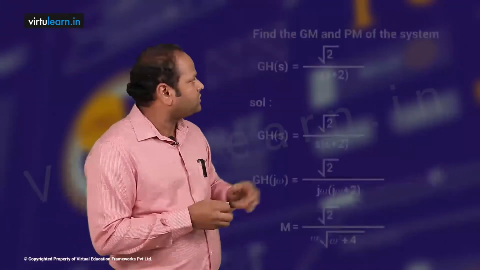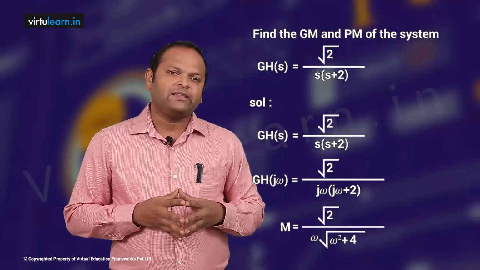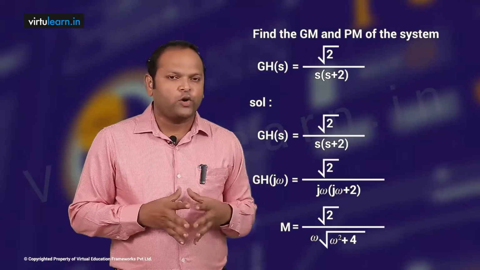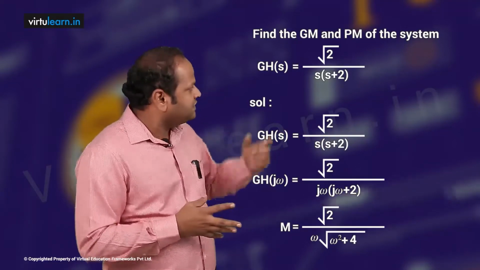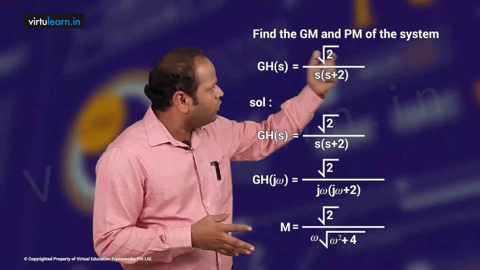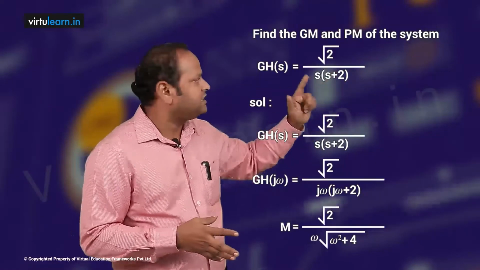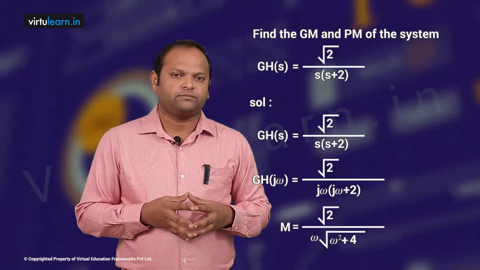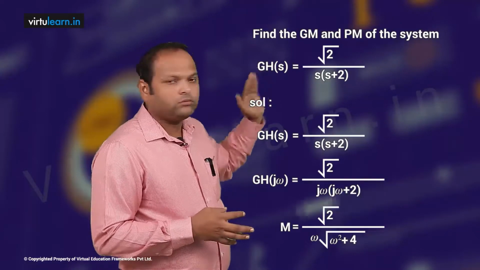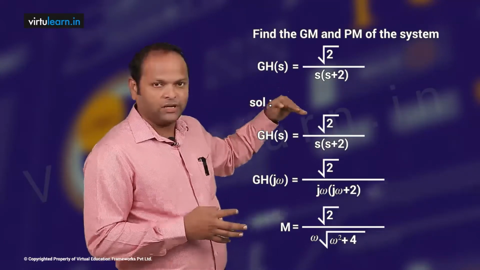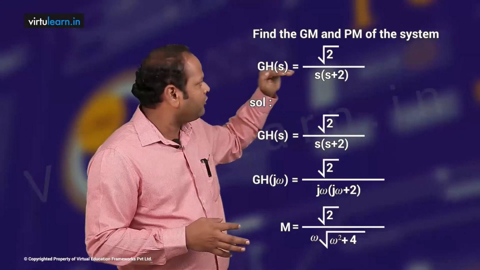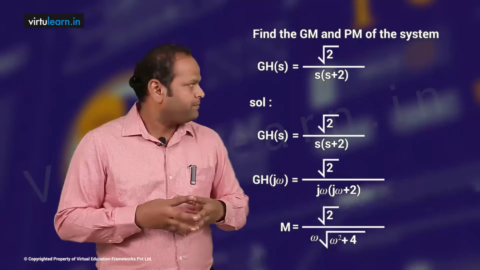Similarly, we look at another problem. The problem statement goes like this. Find the gain margin and phase margin of the system whose open loop transfer function is given by GH of S is equal to root 2 divided by S into (S plus 2), and investigate the stability of the system. So the problem statement is again similar to the last one, where the open loop transfer function is given and we need to find the gain margin and phase margin.